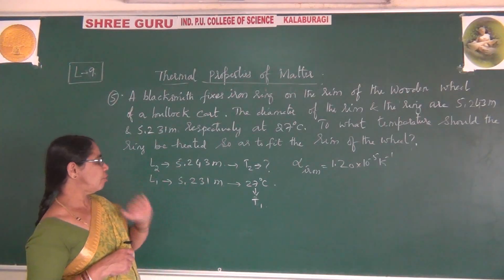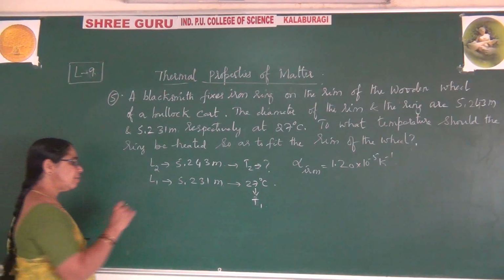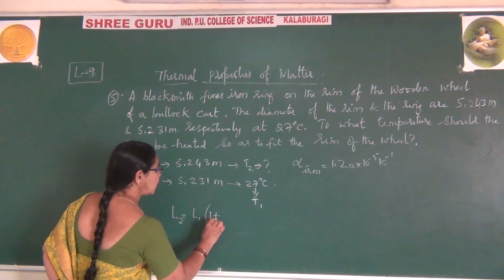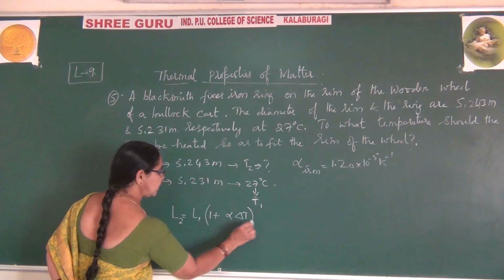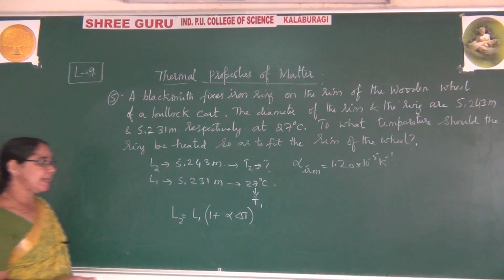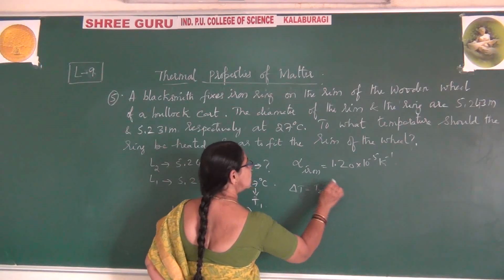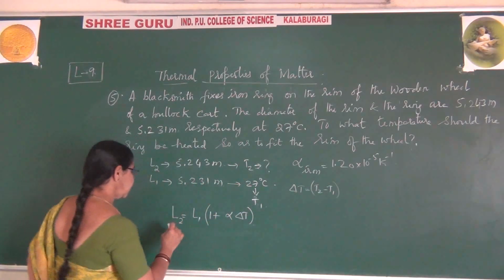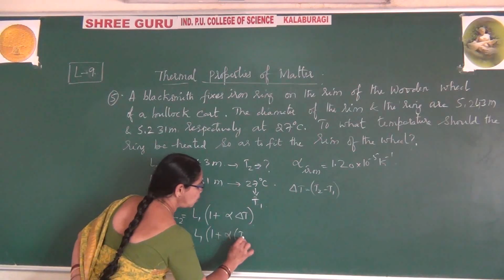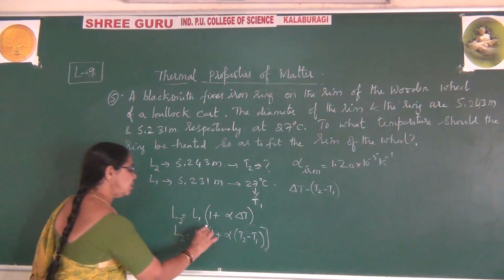Now let me write the formula for this. You have to calculate temperature. First let me write the formula for this case, where L2 is equal to L1 into 1 plus alpha into delta T. This is our original formula, right? But you know what delta T is? Delta T is T2 minus T1. So let me write this here: L2 is equal to L1 into 1 plus alpha into T2 minus T1. Hope you understood what I have written here.